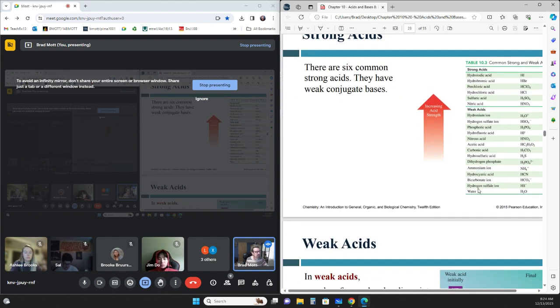And you notice, and I'm going to circle back to this, down at the bottom we have water listed as a weak acid. So what that should tell you is that distilled water sitting out on the counter at room temperature will have some dissociation of the water molecule itself. It's not going to be 100% H2O.